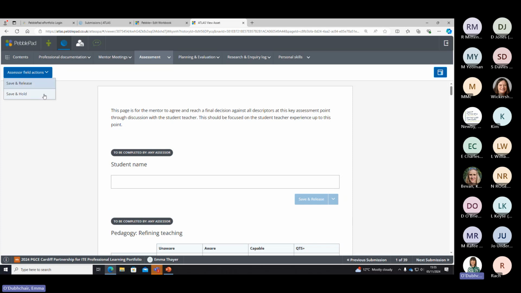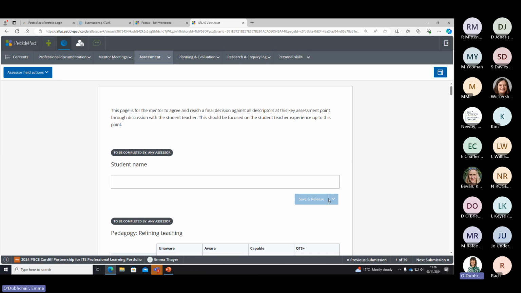If you are in the middle of completing the progress review form and you do not wish for the student to see it half done, then you're going to select save and hold. Once you are ready to share it with the student teacher and you're happy for them to see everything that you've written because the form is complete, you're going to use save and release.